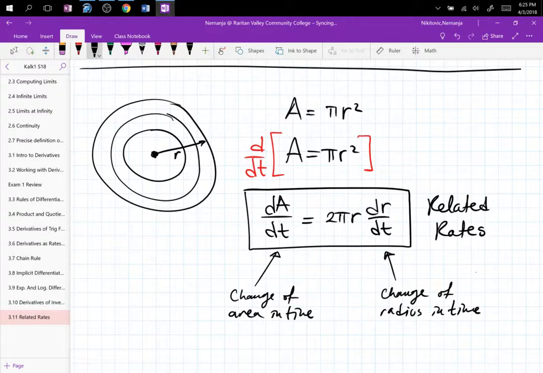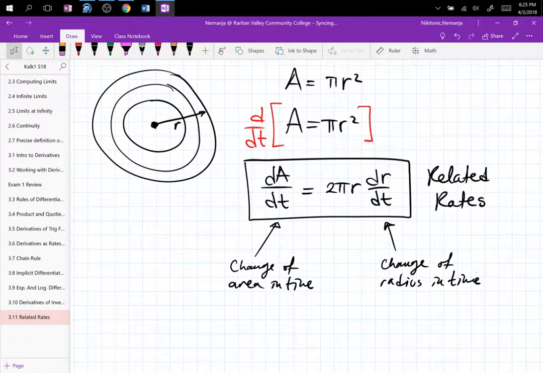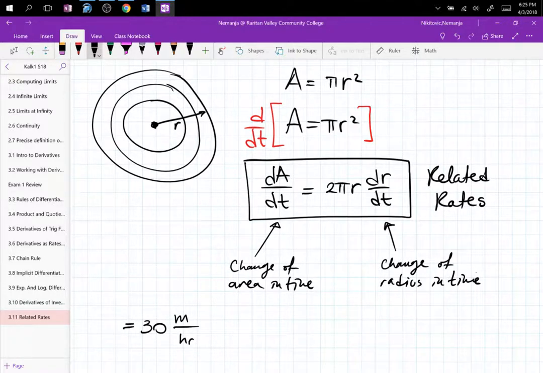So these are the two: change of area in time and change of radius in time. Now, it says in the problem that the radius of the oil patch increases at the rate of 30 meters per hour. 30 meters per hour. It says the radius of the oil patch increases.